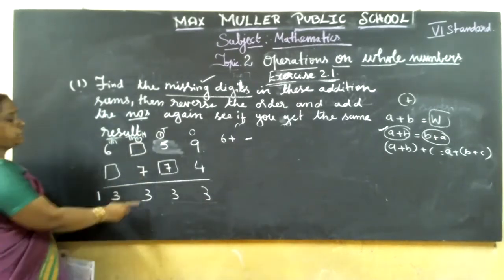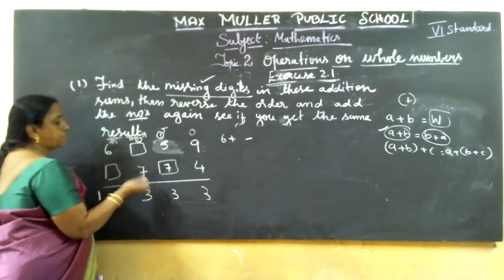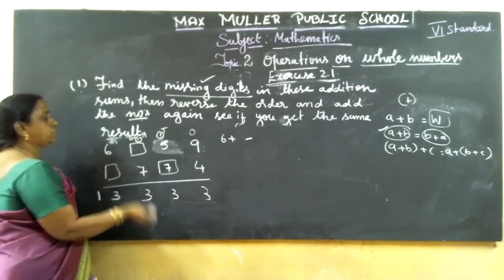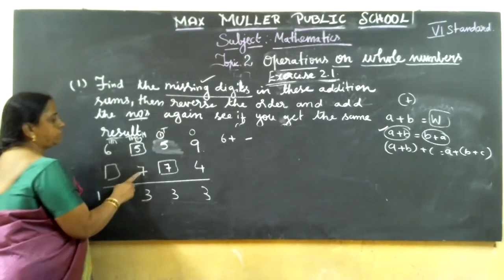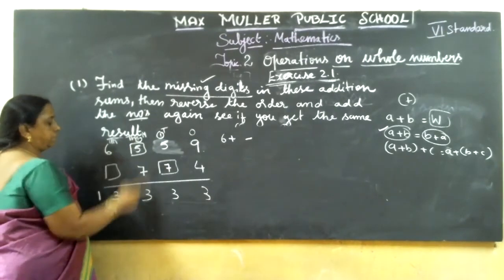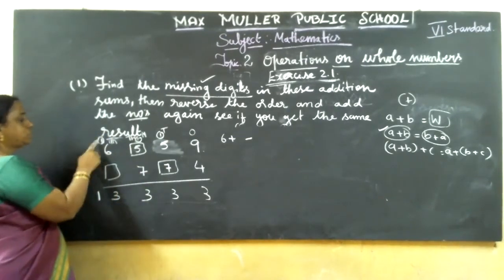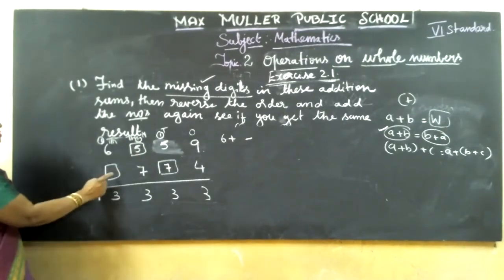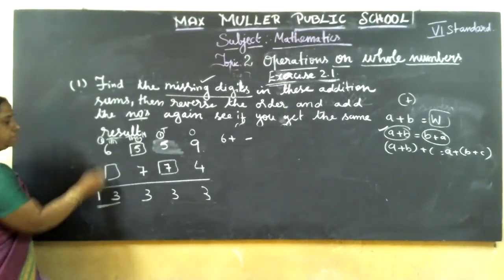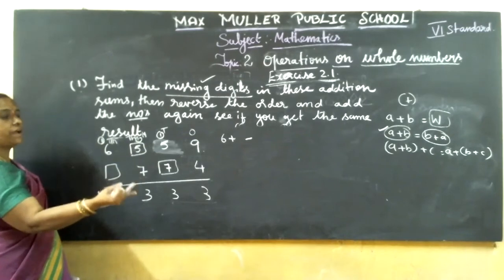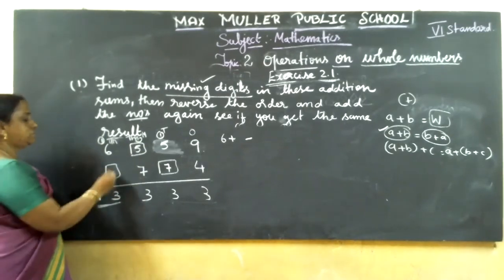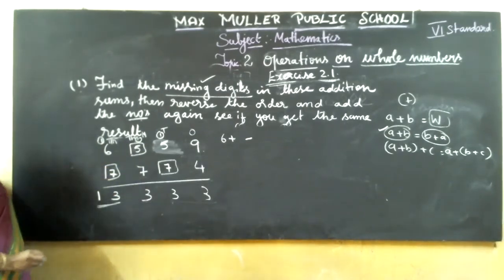So what number should you write? 8, 9, 10, 11, 12, 13. So 5. If you add 5, you will get 13. Yes, 3, 1 carry. Now 6 plus 1 is 7. 7 plus what number, if you add, will give 13? After 7: 8, 9, 10, 11, 12, 13. So 7. Clear now how to write missing numbers?